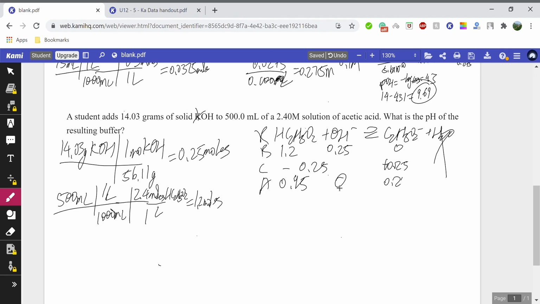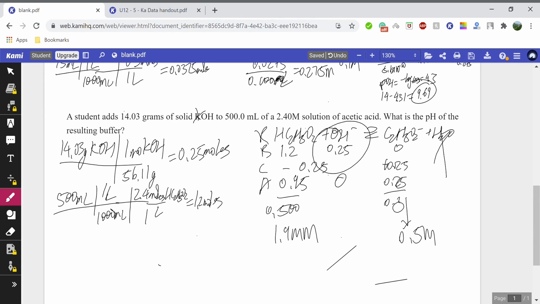Alright, what is our new solution? What is our new molarity? Well, new concentration over volume. So we have 500 mL as our total volume together. So we divide both of these by 0.5 liters. So 0.95 divided by 0.5 will give you 1.9 molar, and this 0.25 divided by 0.5 will give you 0.5 molar. And this is acetic acid, and that's the acetate base.